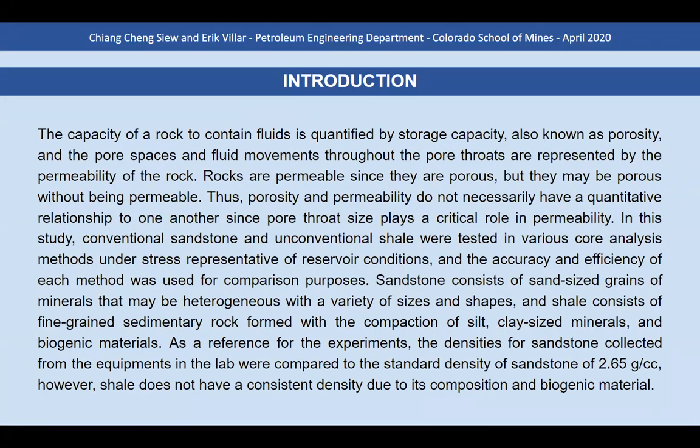To introduce our study, it is important to define permeability and porosity, especially for those not familiar with these rock properties. The capacity of a rock to contain fluids is quantified by porosity, and the movement of the fluid throughout the pore throats is known as permeability. Conventional sandstone and unconventional Bakken shale were tested under stress that was representative of reservoir conditions. The standard density of sandstone of 2.65 grams per centimeter cubed was used for reference in case the measurements became inconsistent, but shale does not have a consistent density due to its composition and biogenic material.